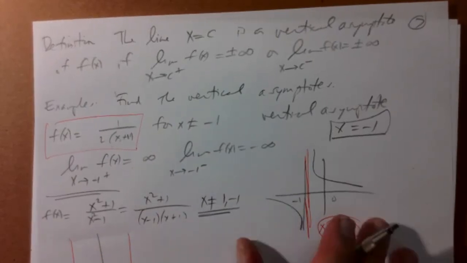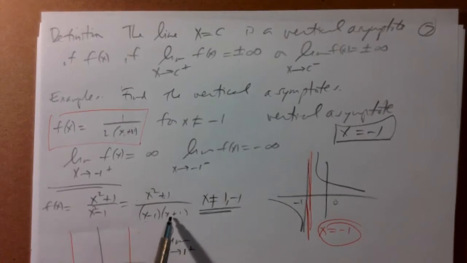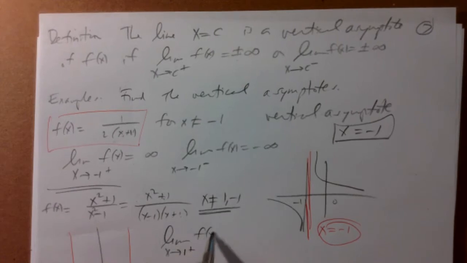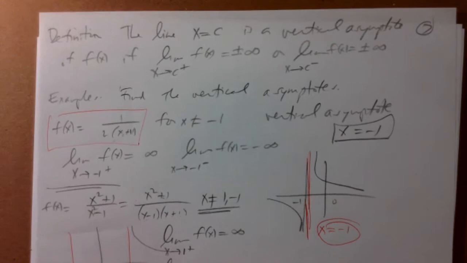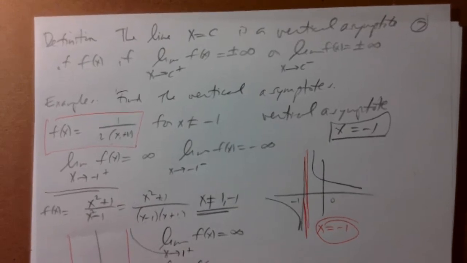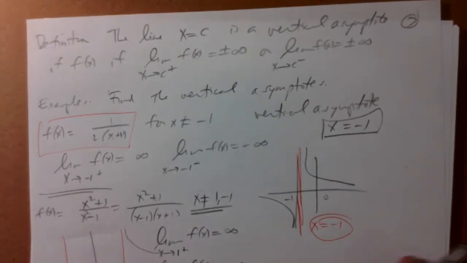Well, the numerator is always positive. The limit as x approaches, let's say, plus 1 from the right, x plus 1 is positive, x is bigger than 1, this is positive, but going to 0, that's infinity. So as you approach 1 from the right, this is going to infinity. What's the limit of f of x as x approaches 1 from the left? If x is less than 1, this is negative, you're going to minus infinity. So we have a vertical asymptote at 1.